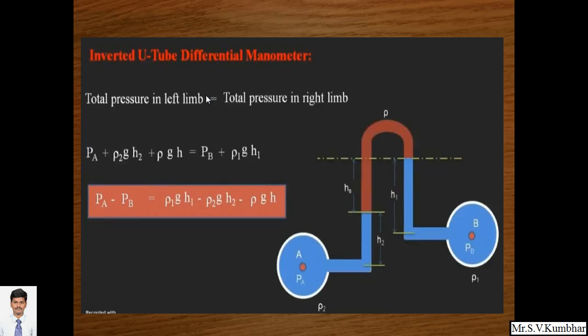Inverted U-tube differential manometer. So here brown colored heavy fluid is replaced by light fluid. The specific gravity of this brown colored fluid in inverted U-tube differential manometer is less than flowing fluid. That's why we have to form inverted U-tube differential manometer. The formula is PA minus PB is equal to rho 1 GH1 minus rho 2 GH2 minus rho GH.